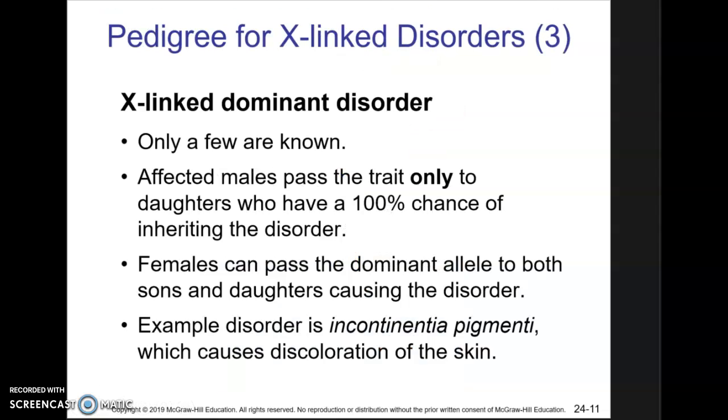X-linked dominant disorders are very few; very few are known. Affected males pass the trait only to daughters, who have a 100% chance of inheriting the disorder. Females can pass the dominant allele to both sons and daughters, causing the disorder. We know this. And if a female is heterozygous and the partner is normal, each child will have a 50% chance of escaping an X-linked dominant disorder. An example of such a disorder is incontinentia pigmenti, which causes discoloration of the skin.